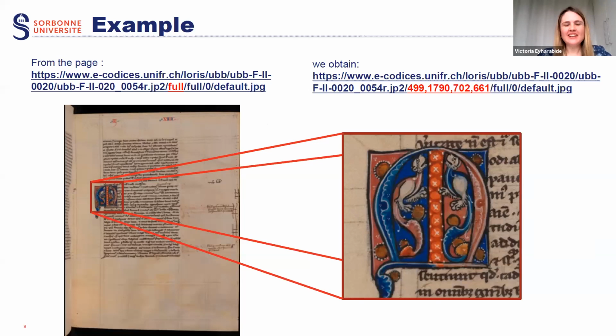Well, let's start with an example. As Xavier mentioned before, our objective is to detect illumination in several IIIF page images using deep learning. In this image, we can see that for each illumination found in the page, the objective is to generate the IIIF URL only with the area containing the illumination.